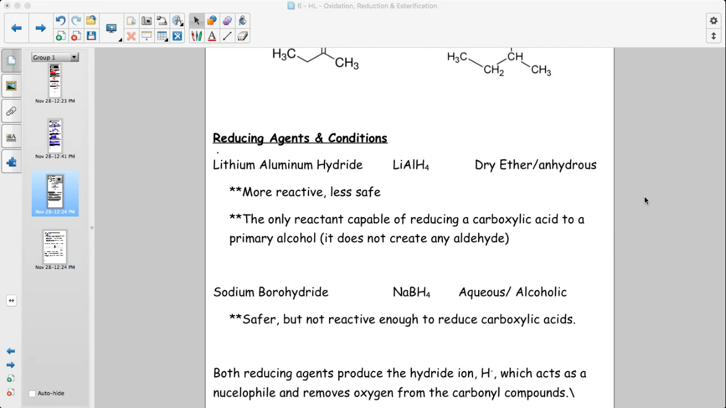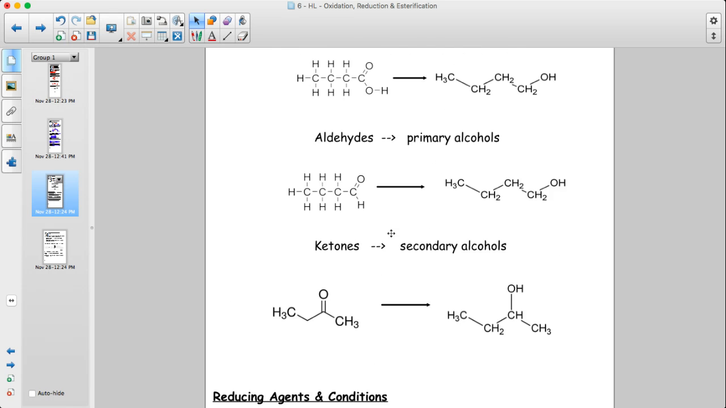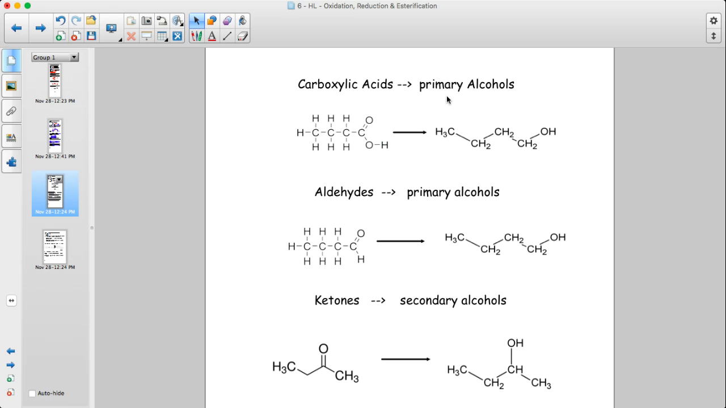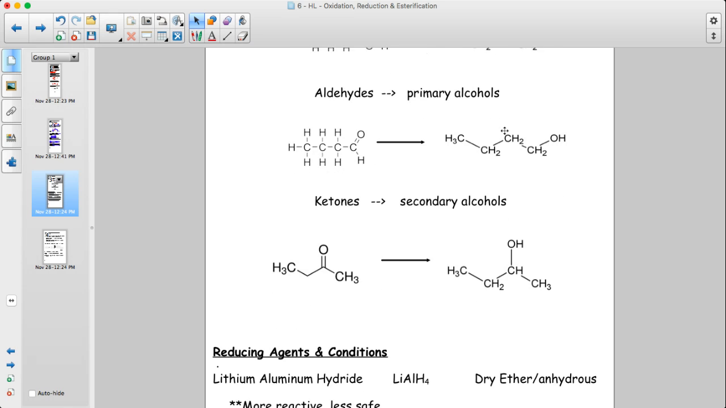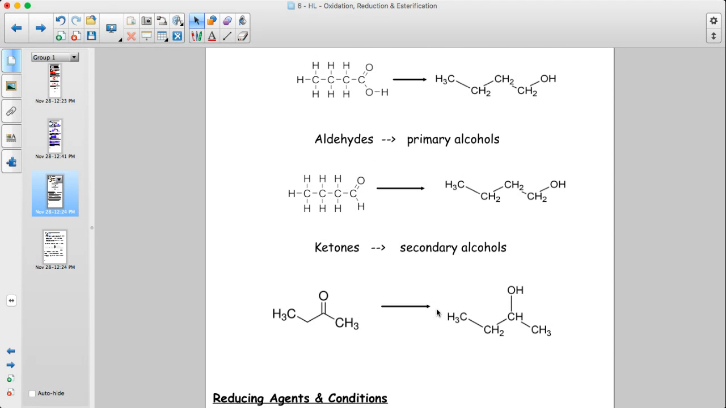Another thing to remember about lithium aluminum hydride is that, of the two reducing agents you are supposed to learn about, it's the more reactive of the two. That makes it less safe, but it's also the only reactant you can use to do this first reduction. It's the only thing strong enough to reduce a carboxylic acid to an alcohol. It can also reduce these other ones down.